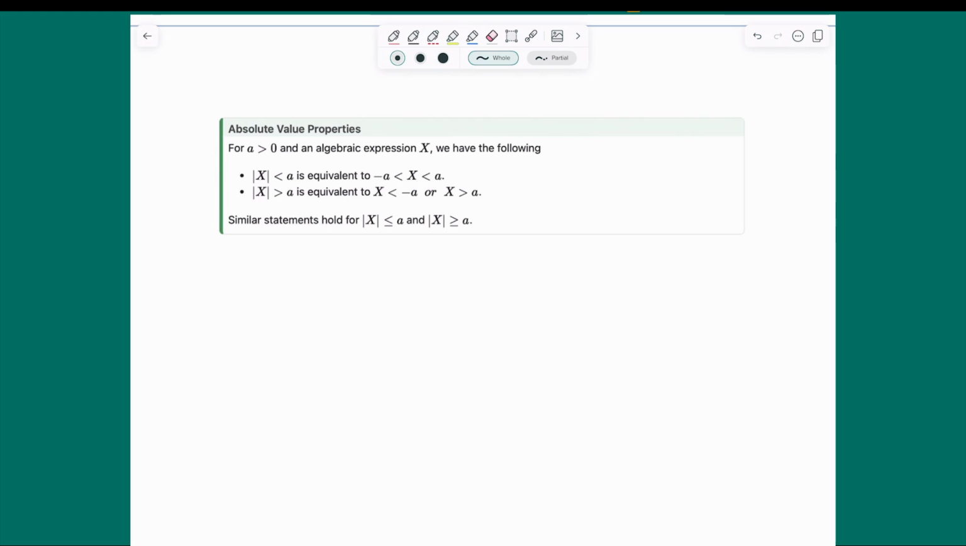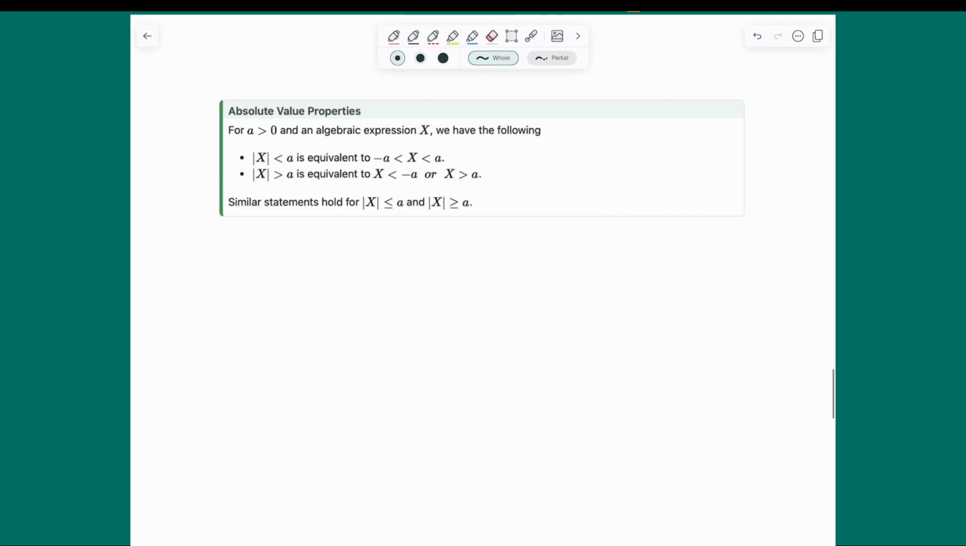Okay, so here I would like to discuss the absolute value properties with inequalities. Absolute value inequality properties. And probably should have inequalities there. Okay, so before I do that though, let's discuss what absolute value means.